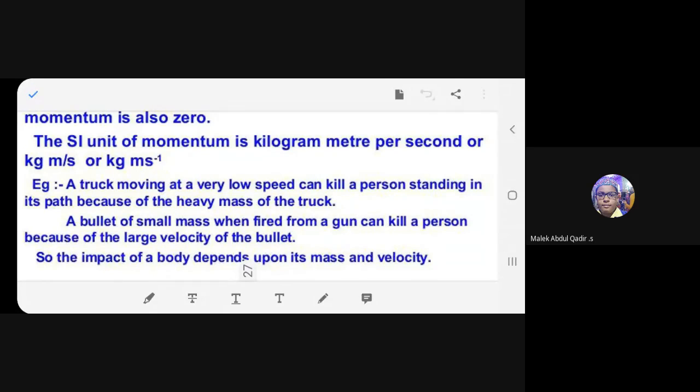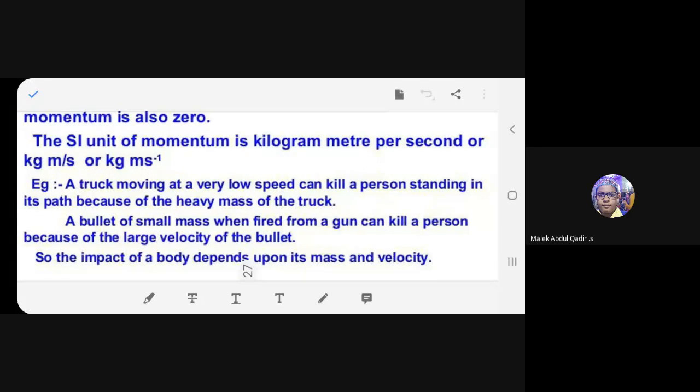A man's mass or weight could be just 60 to 70 kg, and the mass of the truck is in tons. So obviously we will die, right? So now we are considering mass only. Let's take the second case.